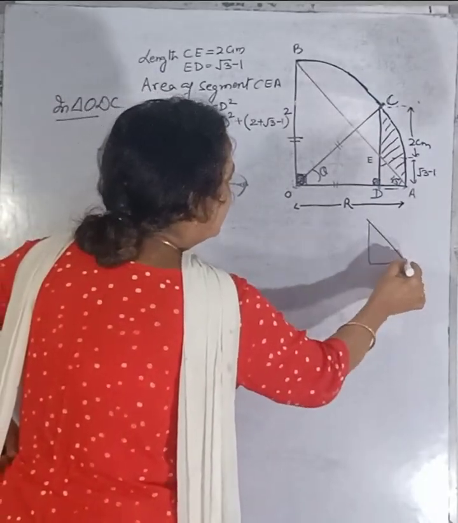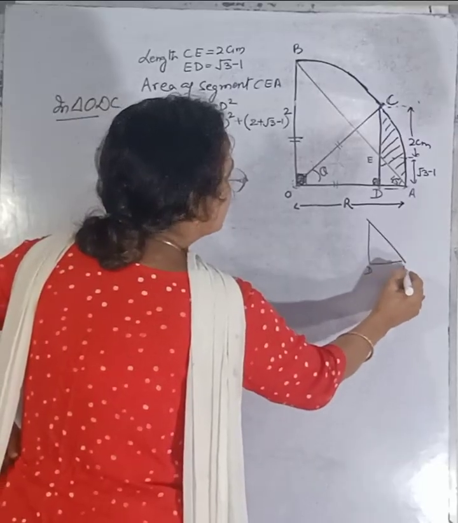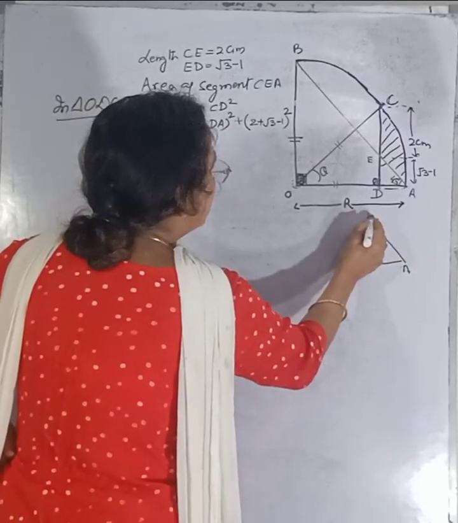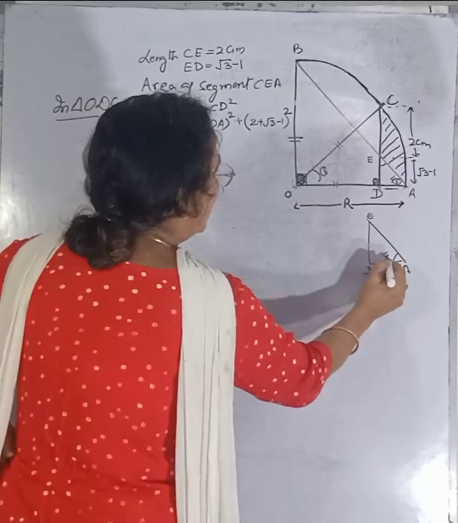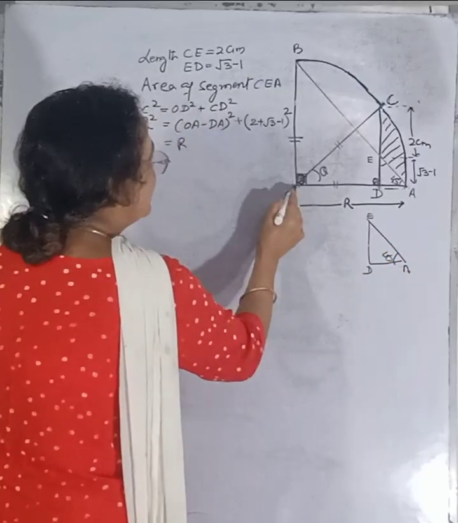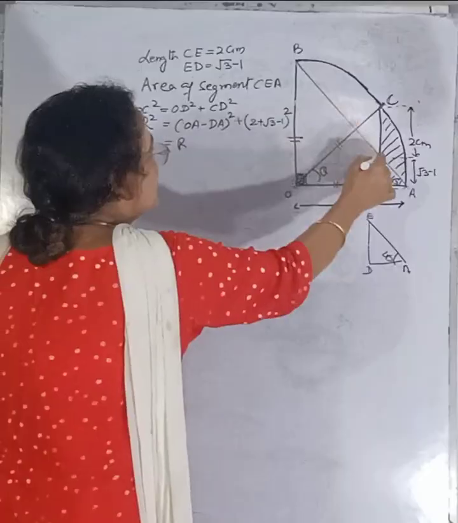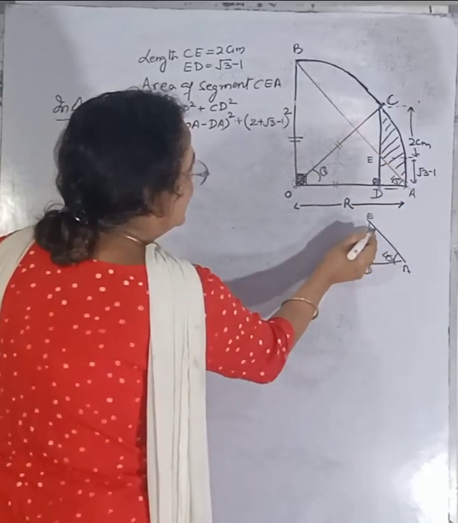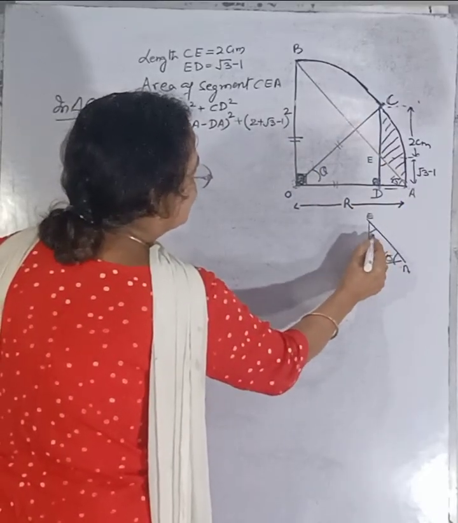Again, I am saying this. This is D point. This is A point. This is E point. This is 45. Why is it so? Because this is radius, and this is radius, and this is the triangle. So this is 45. It means this will also be 45.